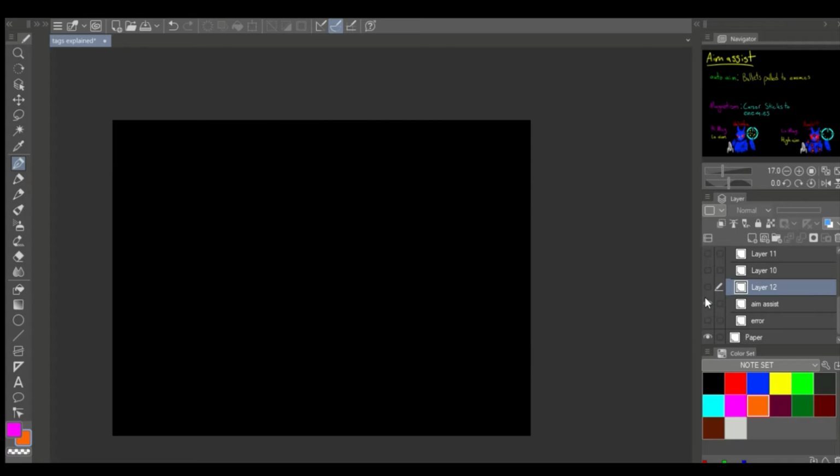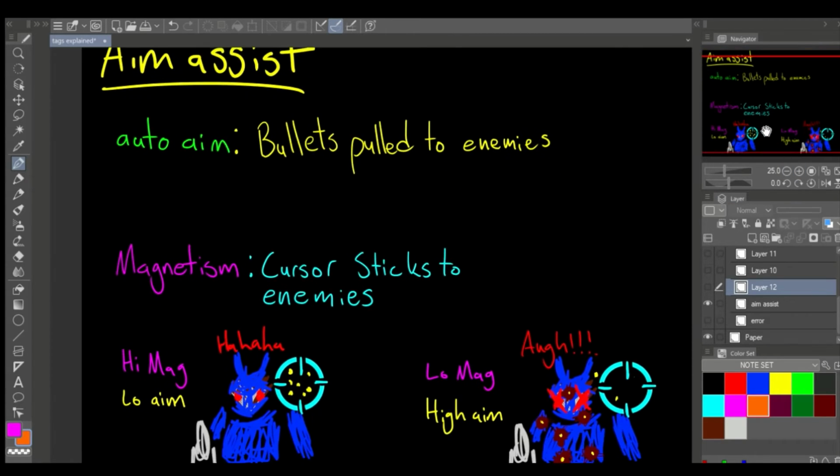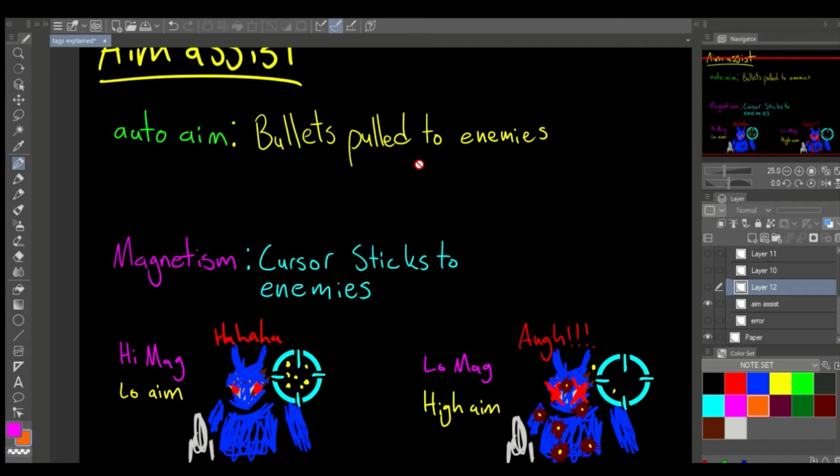Moving on to aim assist. So this is pretty simple. Auto aim pulls, like bullets are pulled towards enemies, as you can see here, down here. And in magnetism, the cursor sticks to enemies. So this is when, say for example, you were strafing back and forth here, your cursor would actually stick.